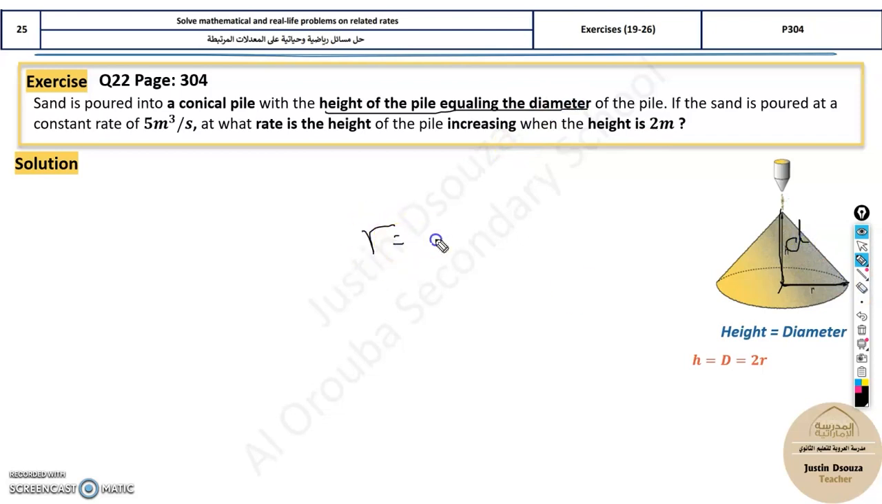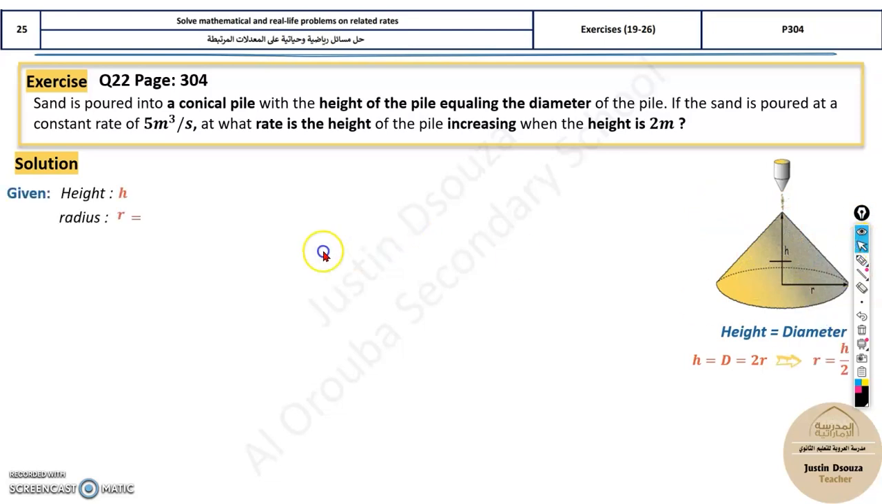We know radius is equal to diameter by 2, or 2 radius is equal to diameter, right? This is given, but it is not d, that is h, because they have told height is equal to diameter. This is important, okay? And then they have told us the rate of pouring is 5 meter cube per second, and we need the rate at which the height of the pile is increasing when the height is 2 meters. The rate of height must be solved.